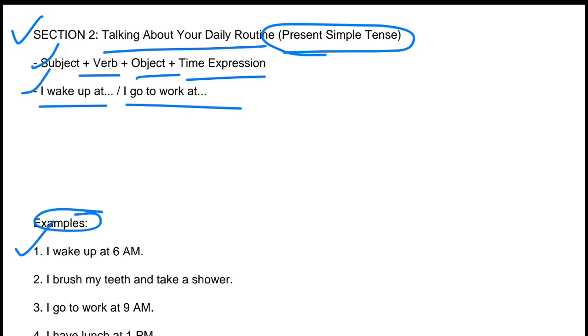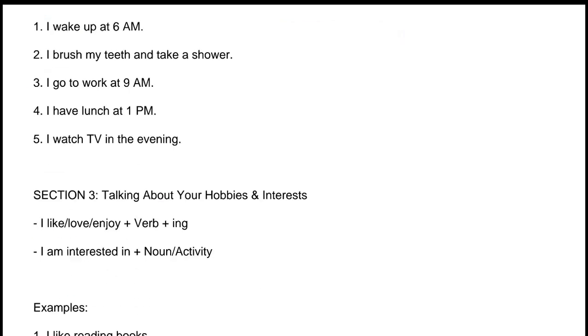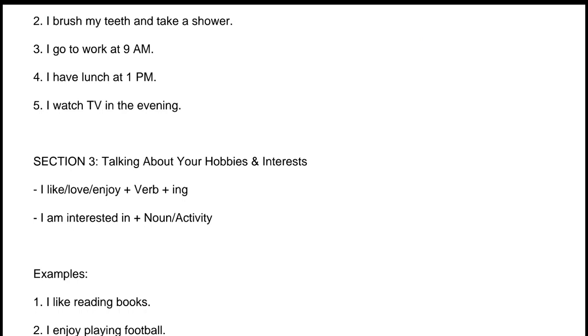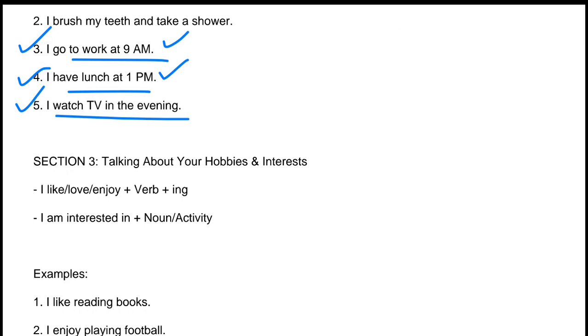Examples: I wake up at 6 a.m. I brush my teeth and take a shower. And I go to work at 9 a.m. I have lunch at 1 p.m. I watch TV in the evening. मैं शाम को टीवी देखता हूँ. So these things are your habits. आप देखो ना simple present tense का मतलब क्या होता है? आपकी कोई आदत, कोई habit.